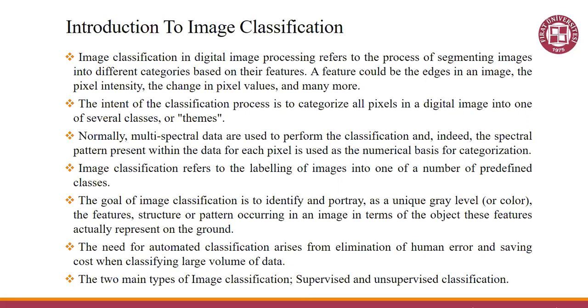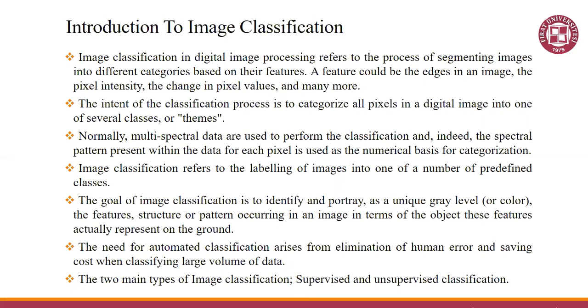Image classification refers to the labeling of images into one of a number of predefined classes. The goal of image classification is to identify and portray, as a unique gray level or color, features, structure, or pattern occurring in an image in terms of the object these features actually represent on the ground. The need for automated classification arises from the elimination of human error and saving costs when classifying large volumes of data.